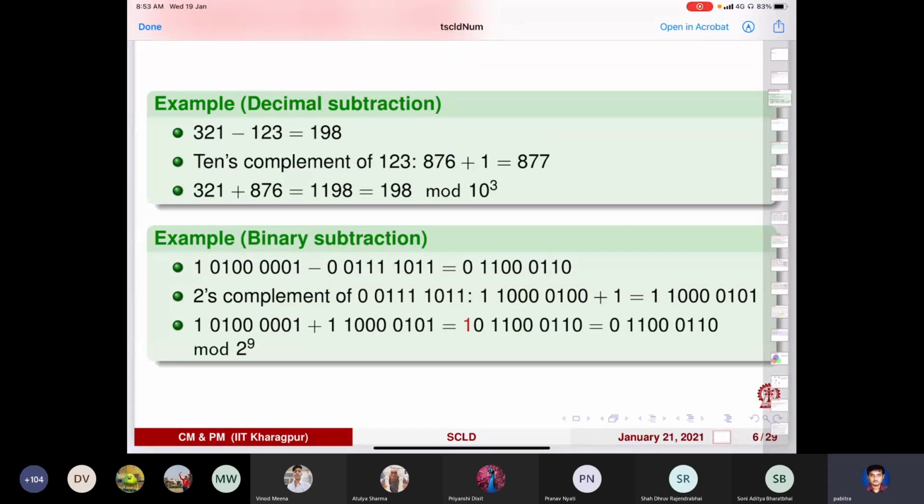Now you take the mod 2 to the power 9 of this 10-digit number. If you convert to decimal and come back, we will discuss this later. What basically happens is that you can just chop off the most significant digit, and you get 0, 1, 1, 0, 0, 0, 1, 1, 0. You see, this is the same as the answer we got by subtraction.